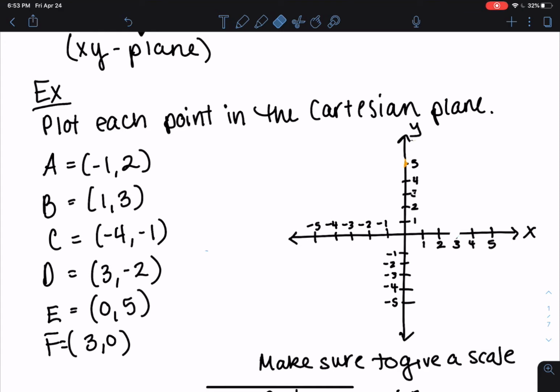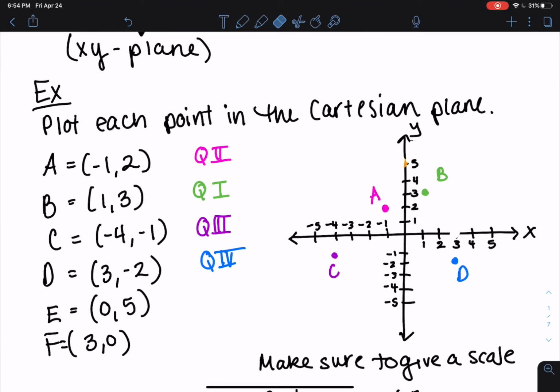So if we plot point A, that's at -1, 2. For the x, we go to the left 1 and up 2. So here would be A. It's going to sit in quadrant 2. B is the point 1, 3. So we go right 1, up 3, which lands it in quadrant 1. C is -4, 1. So that's going to be down here in quadrant 3. D is 3, -2, which is right here in quadrant 4.